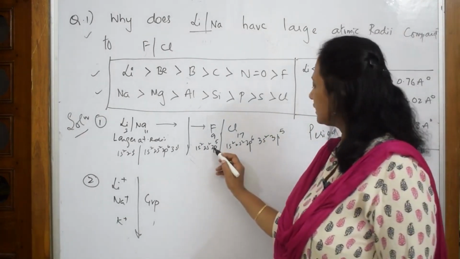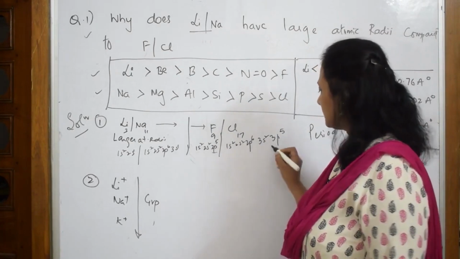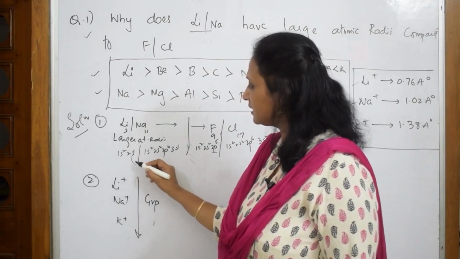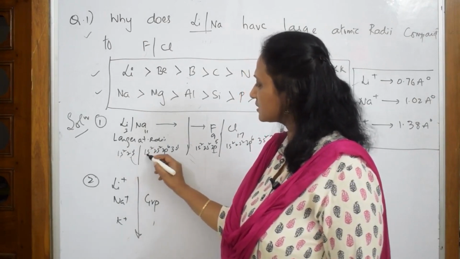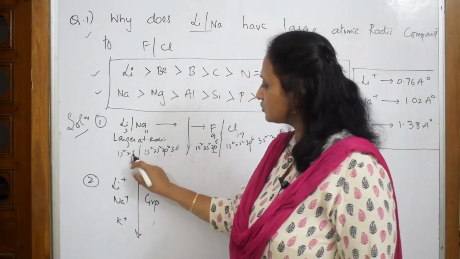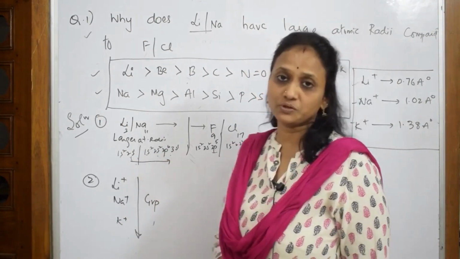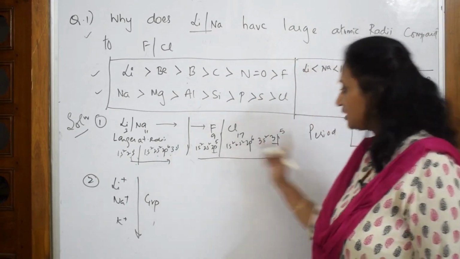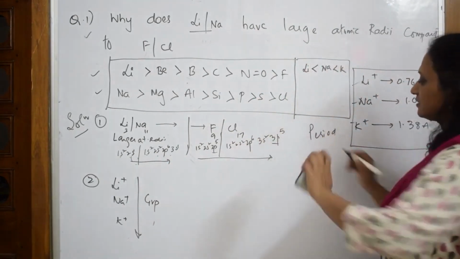Here the electron always adds into the p subshell only. But here, what is happening? It's expanding, isn't it? This is 1s, this is 2s. In this case, 1s, 2s, 2p, 3s. So there is expansion of the orbitals. But here, there is filling of electrons in the same p subshell. You should write that thing, that is the reason.